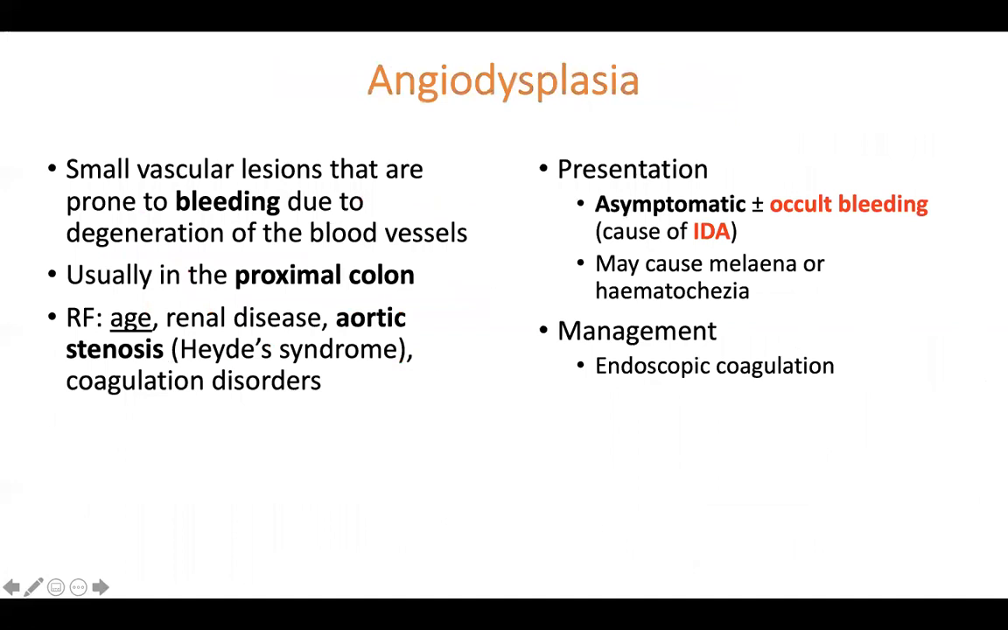Angiodysplasia. It's mainly a differential for PR bleeding, but it's asymptomatic, so you can't really ask for it in an OSCE. It's just something to be like, what are your differentials? Oh, I'd consider angiodysplasia. That's the main thing.